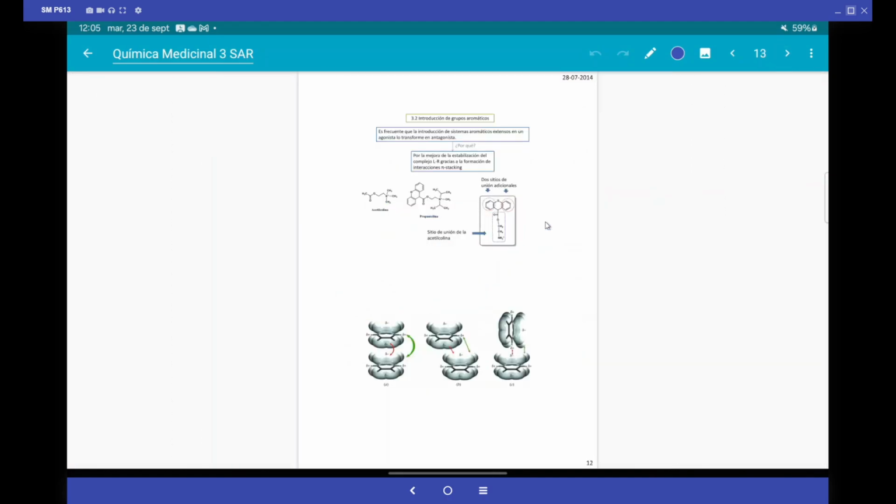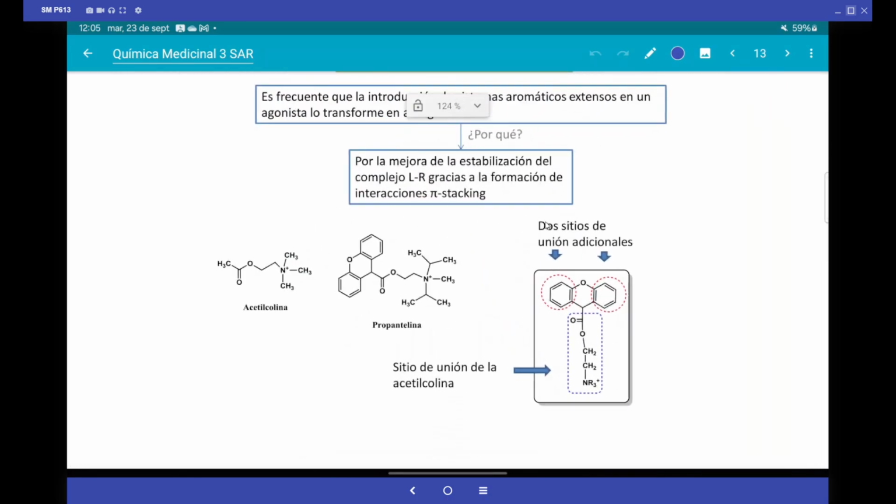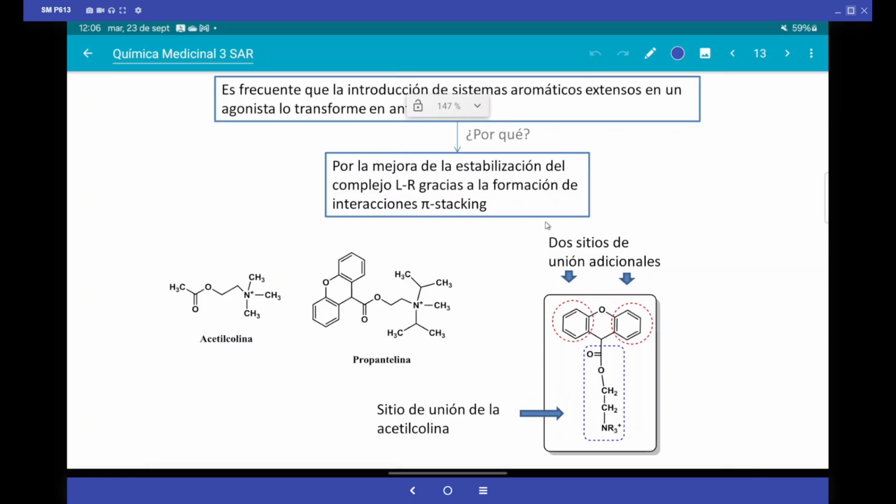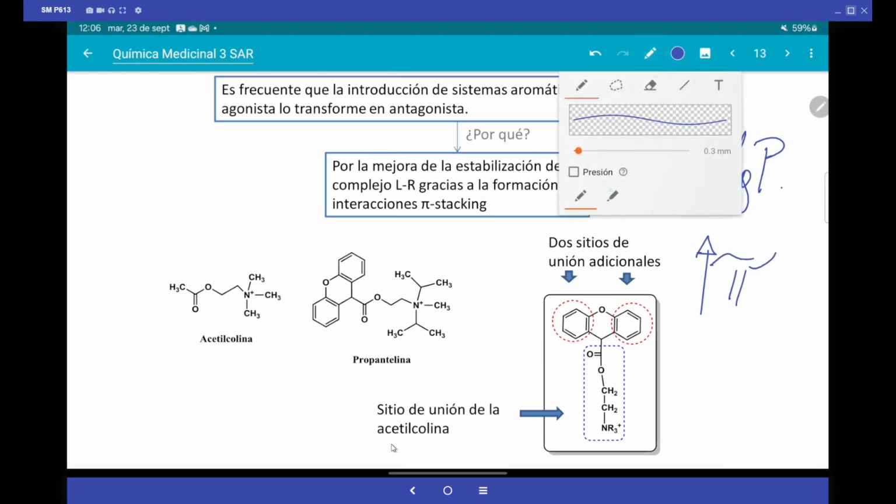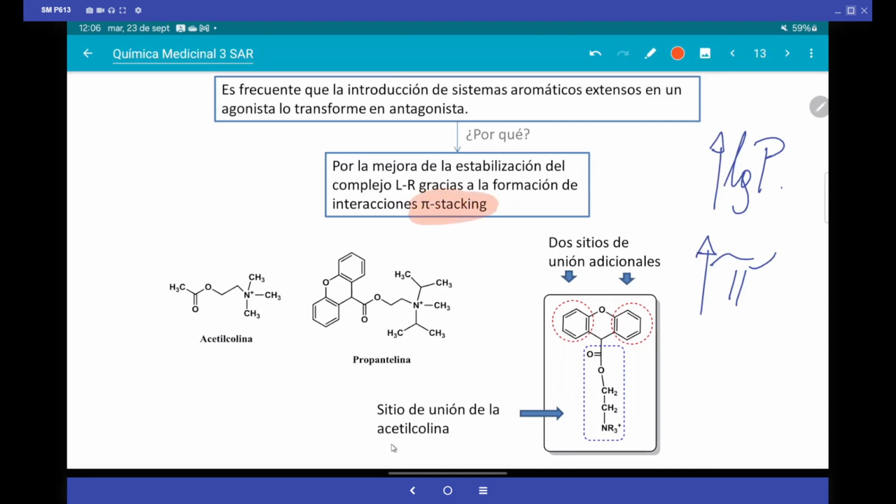If instead of branching, we begin to incorporate extensive aromatic systems within the structure, what can happen? It increases the lipophilicity. Very well. It will drastically increase the lipophilicity. Second, it will very likely increase the pi interactions and pi-stacking. Perfect. And third, if it increases the pi-stacking interactions, it will most likely increase the time of permanence in the receptor.